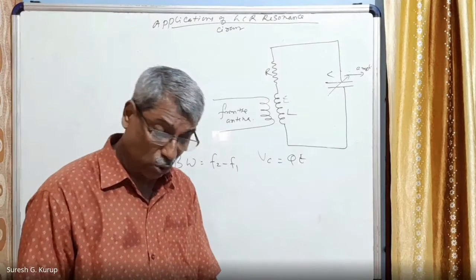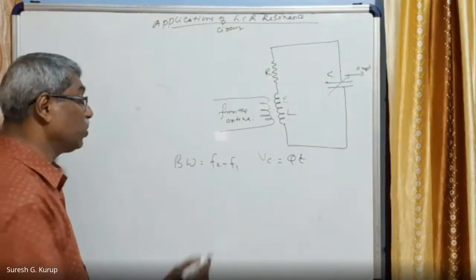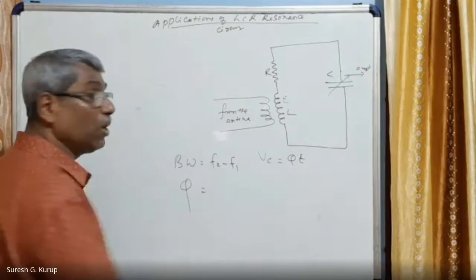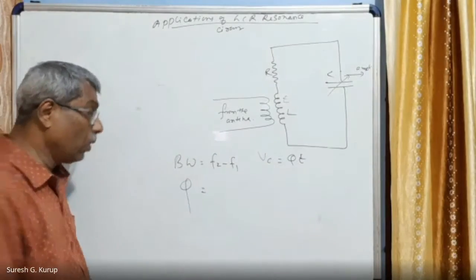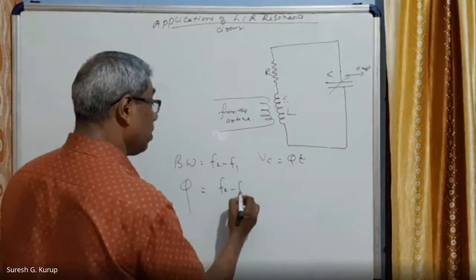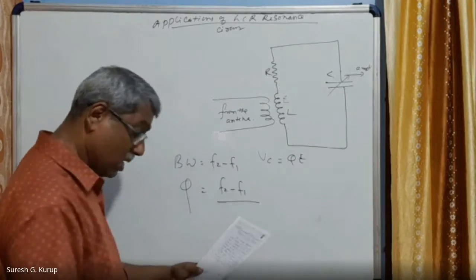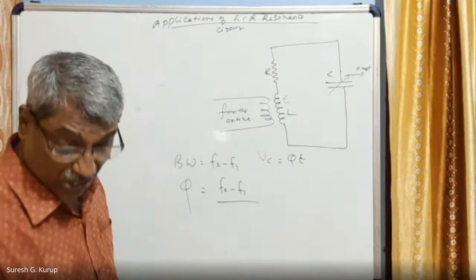We can also show that the quality factor Q is equal to F2 minus F1 divided by F2 minus F1.